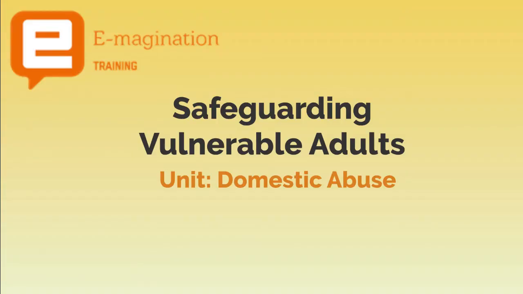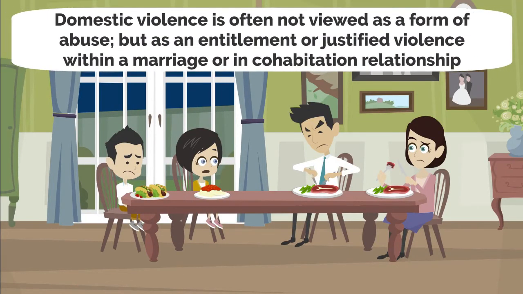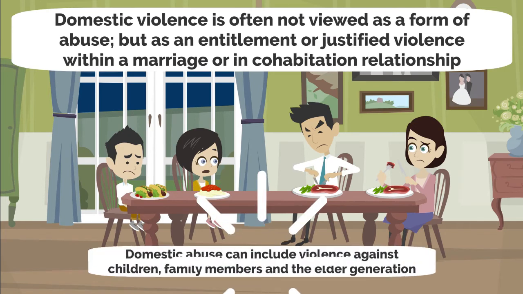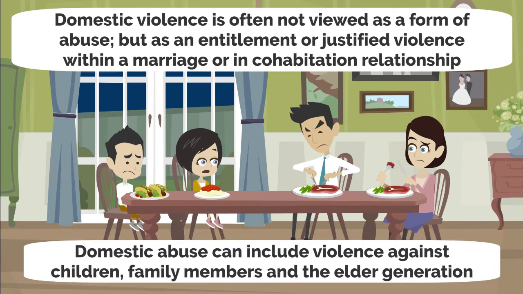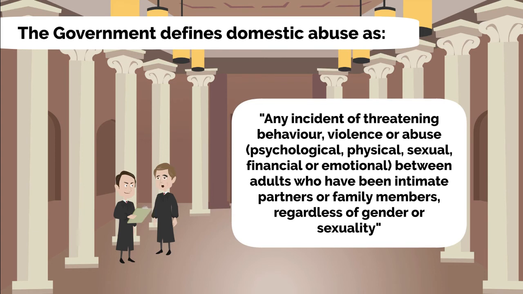We will now look at domestic abuse. Domestic abuse is often not viewed as a form of abuse, but as an entitlement or justified violence within a marriage or cohabitation relationship. Domestic abuse can include violence against children, family members, and the elder generation. The government defines domestic abuse as any incident of threatening behaviour, violence or abuse, psychological, physical, sexual, financial or emotional, between adults who have been intimate partners or family members regardless of gender or sexuality.